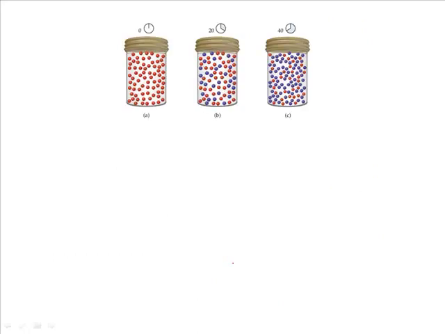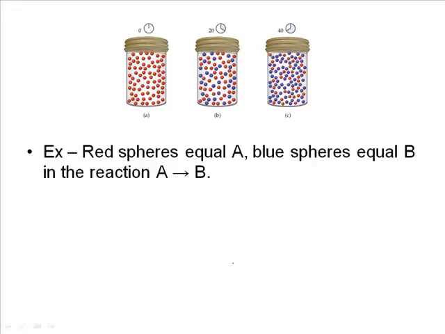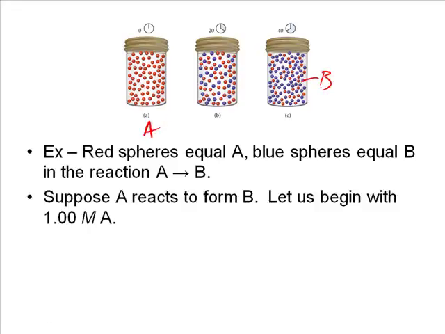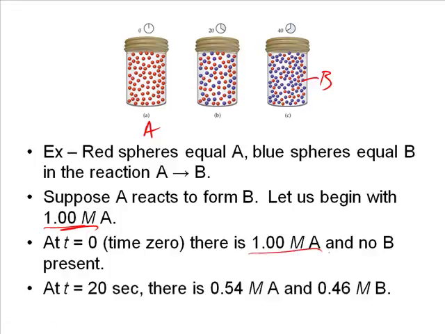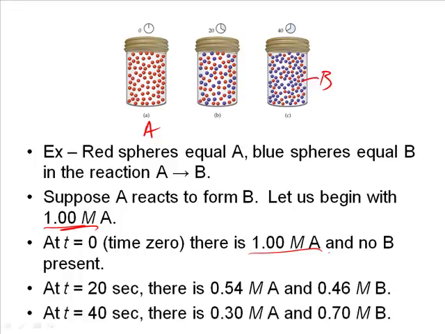So here we see a reaction where the red spheres are becoming blue spheres. If the red spheres are equal to A and the blue spheres are B, then we've got A becoming B. And if we start with A being 1 molar, at the very beginning there is 1 molar of A and no B present at all. And let's say at time 20 seconds there's 0.54 molar of A and 0.46 molar of B. And then at time 40, and so on.